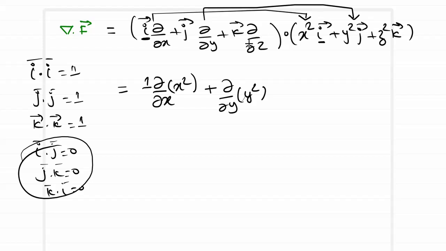Now let us move to the third component. In a similar way, k dot i is 0, k dot j is 0. What you will be left with is just k dot k. So what is k dot k? 1. So what we will have is ∂/∂z of z squared.